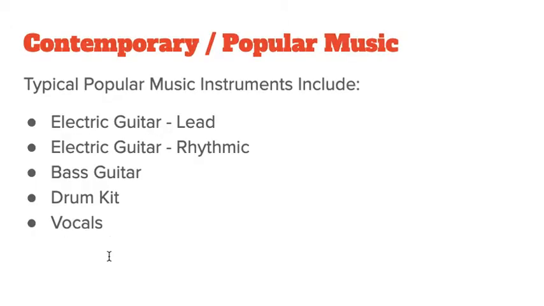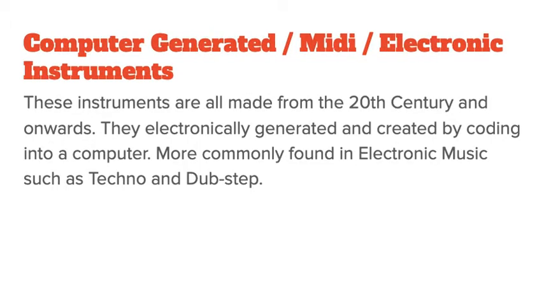You then have your contemporary music instruments, and these are typically found in a rock band. There's electric guitar, which is the lead, electric guitar, which is rhythm, bass guitar, drum kit, and then, don't forget, the vocals. Lastly, there are computer-generated sounds. These came about in the 20th century, and are sounds that are produced by computer. Most commonly found in electronic music, such as techno and dubstep, but not limited to.